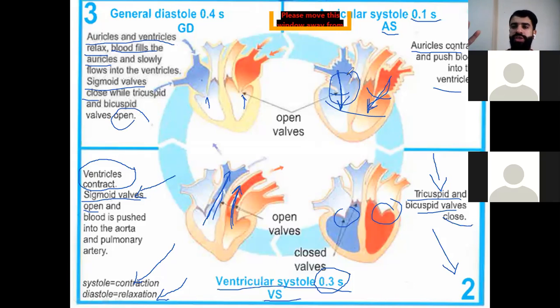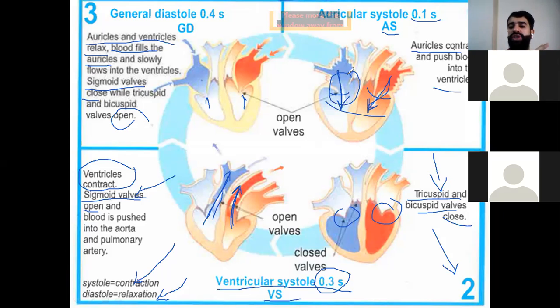So as a conclusion, we have 3 different phases for the cardiac activity: auricular systole, ventricular systole, and general diastole. This is in order. Auricular systole: the auricles contract, and the blood will flow from the auricles toward the ventricles. Bicuspid and tricuspid valves open, while the sigmoid valves are closed. Ventricular systole, from its name, the ventricles contract and the blood will flow toward the aorta and the pulmonary artery. Which valves are open? The sigmoid valves are open, while the bicuspid and tricuspid are closed.